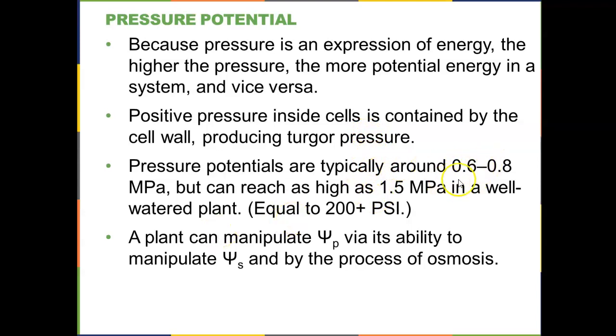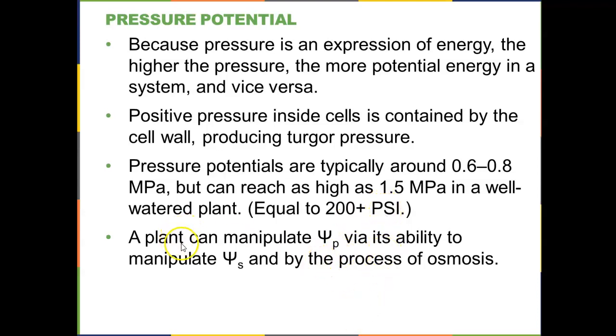And here are some values. Water pressure can be equal to as high as 1.5 megapascals. That's the metric unit of pressure right here. And as you can see, that's equal to about 200 psi. You inflate your car tires typically to around 35 psi. So this is up to 6 times the pressure of your car tires being exerted on the inside of a cell wall of a plant.